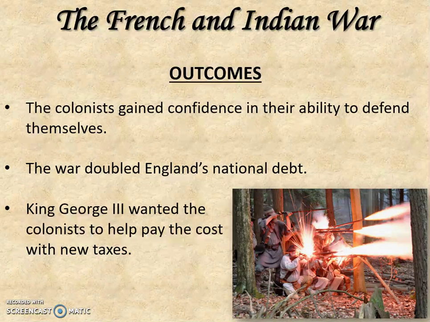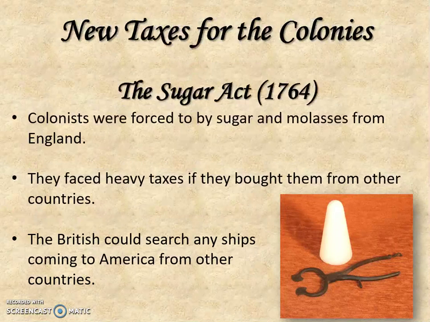King George felt that the colonists should have to pay him back for the cost of the war. So this is where we start to see an increase in really silly taxes.